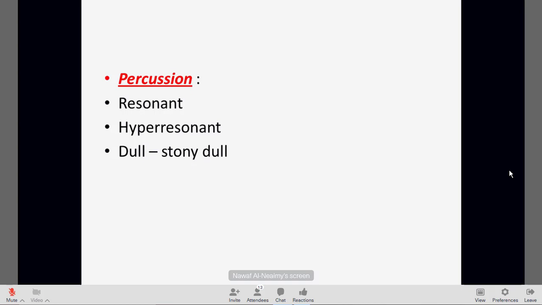ممكن انه لما عمل percussion ماكو يعني there is no any sort of resonance at all. ابدا ماكو اي نوع من ال resonance in the chest. هون اقول عليها stony dull. stony يعني صخرة. stony dull. stony dullness it's characteristic of effusion.